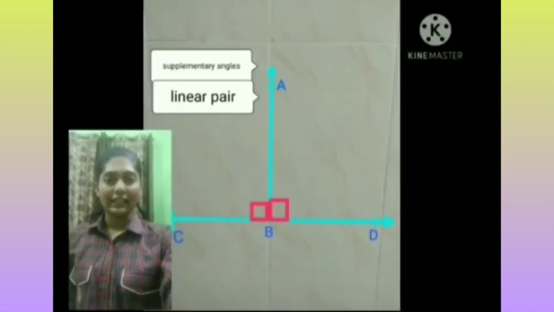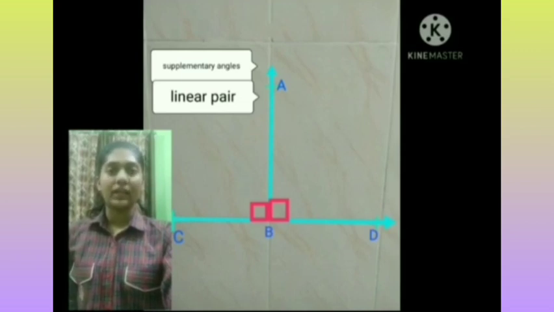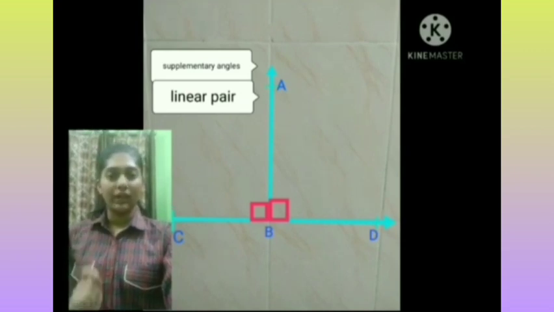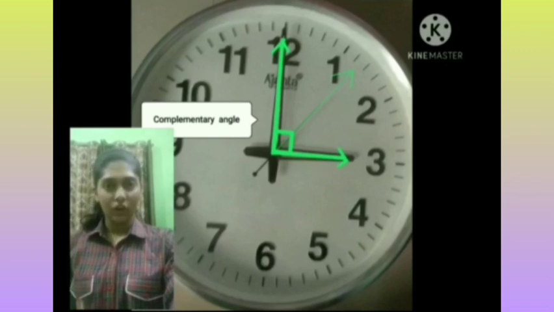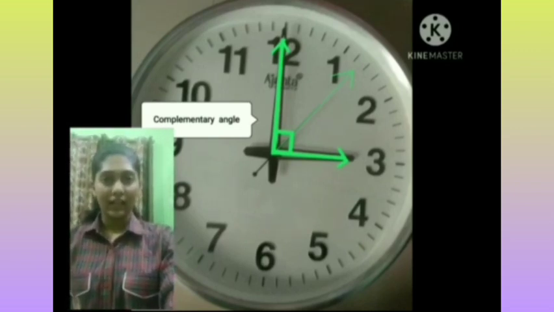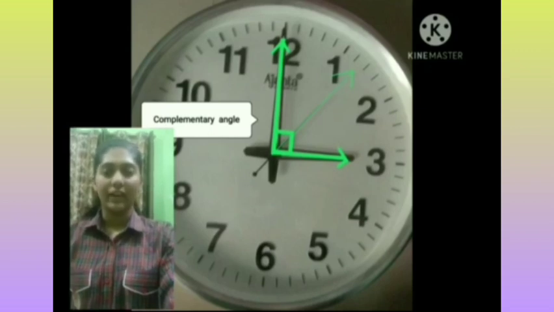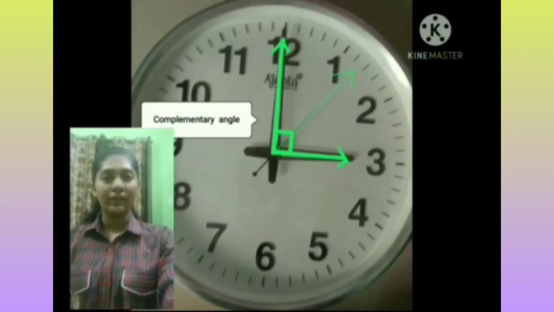Here, on the tiles, a linear pair is made, which means the pair of angles make a straight line or 180 degrees. This also forms a supplementary angle, which means the sum of the two angles is 180 degrees. In this wall clock, complementary angles are shown. Two angles which form 90 degrees after adding are called complementary angles.